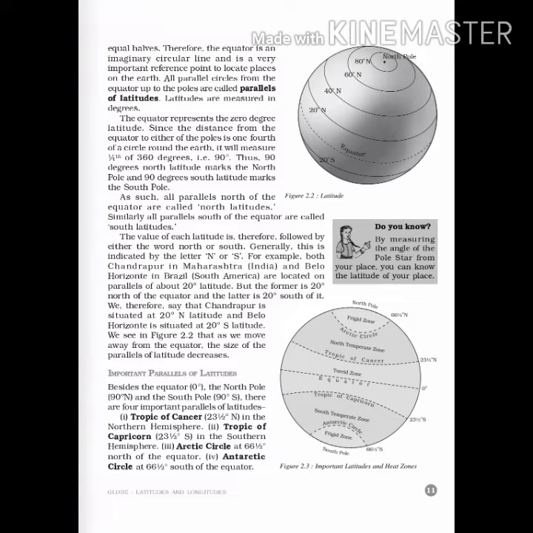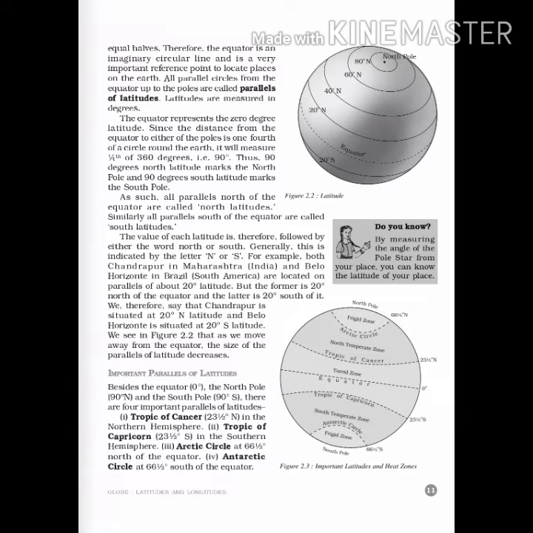Now all such parallels north of the equator are north latitudes, and the parallel circles south of the equator are south latitudes. Got it? And they are always denoted by N or S: north latitudes by N and south latitudes by S. Now we are going to study about important parallels of latitudes.